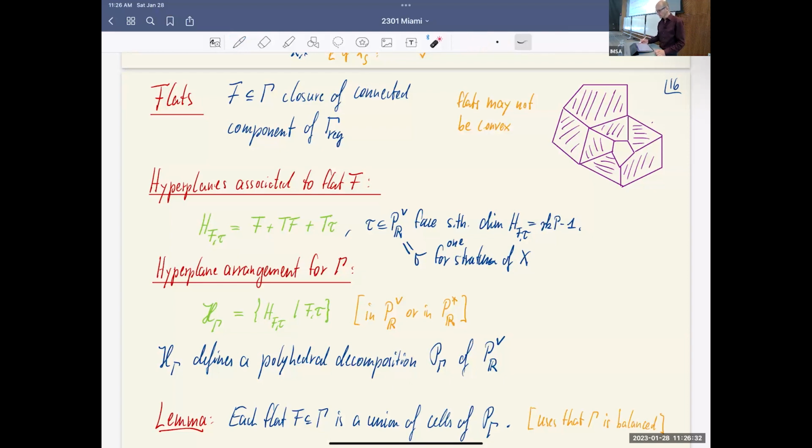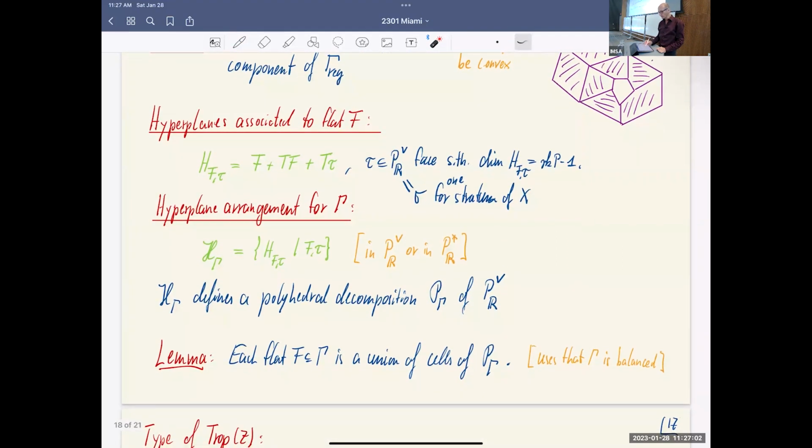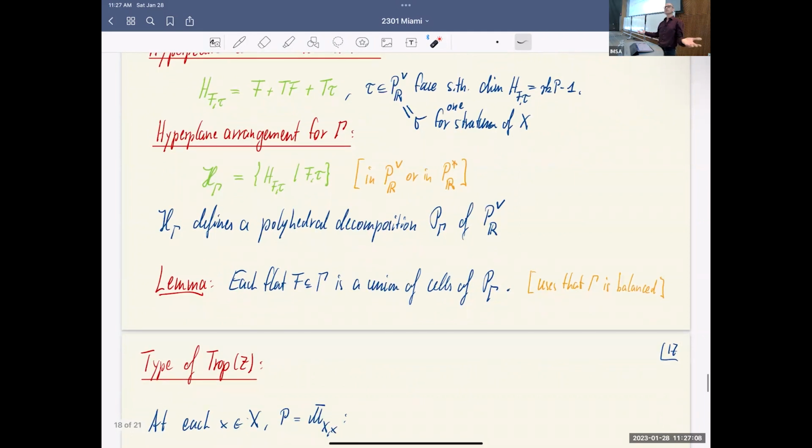Okay, so you can define a hyperplane arrangement by cranking up the dimension. So this is the linear space, the affine space generated by this flat. And then you add on the tangent spaces of faces of your cone, of your sigma. Okay, so you're in some quadrant, octant, whatever, and then you just extend. So that defines your hyperplane arrangement. By just doing this for all flats and all taus, you take all the ones that produce a hyperplane. And that gives you a polyhedral decomposition. Any hyperplane arrangement gives you a polyhedral decomposition. So that's something canonical at each point of X.